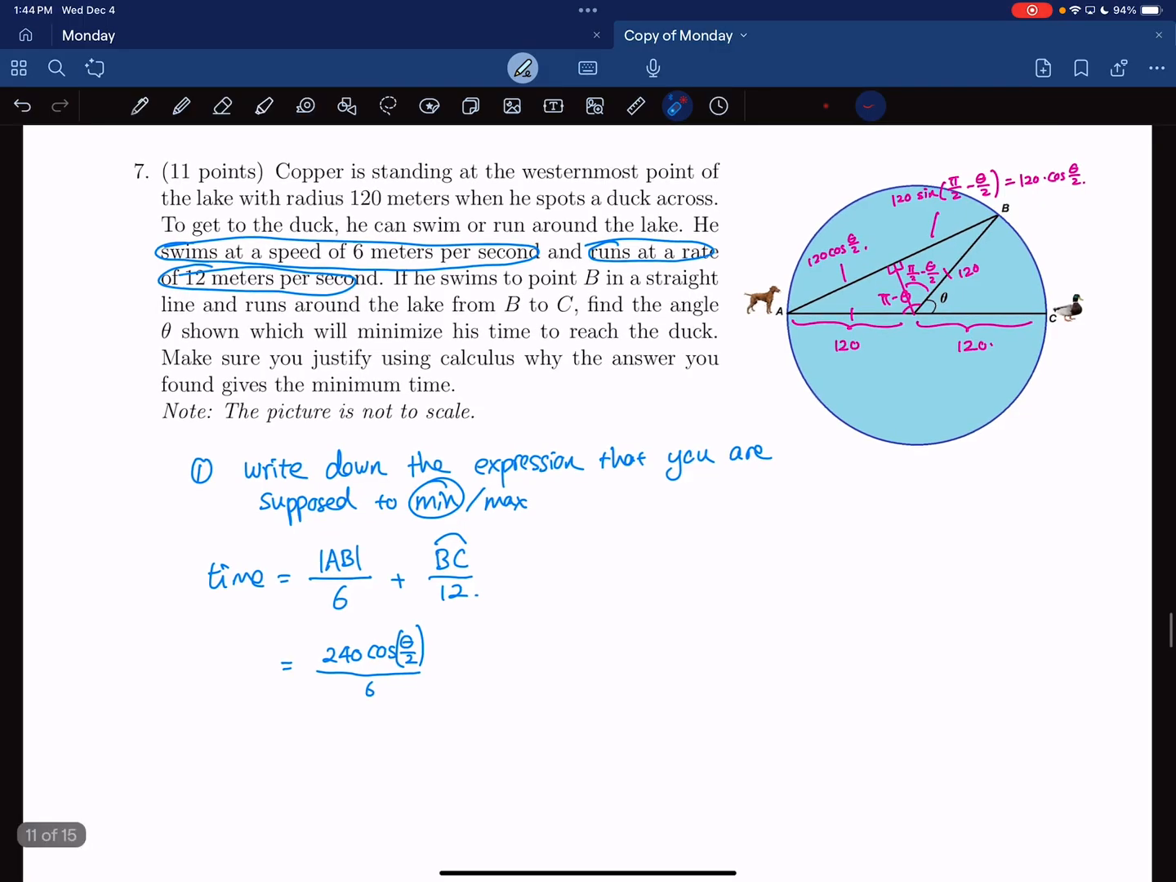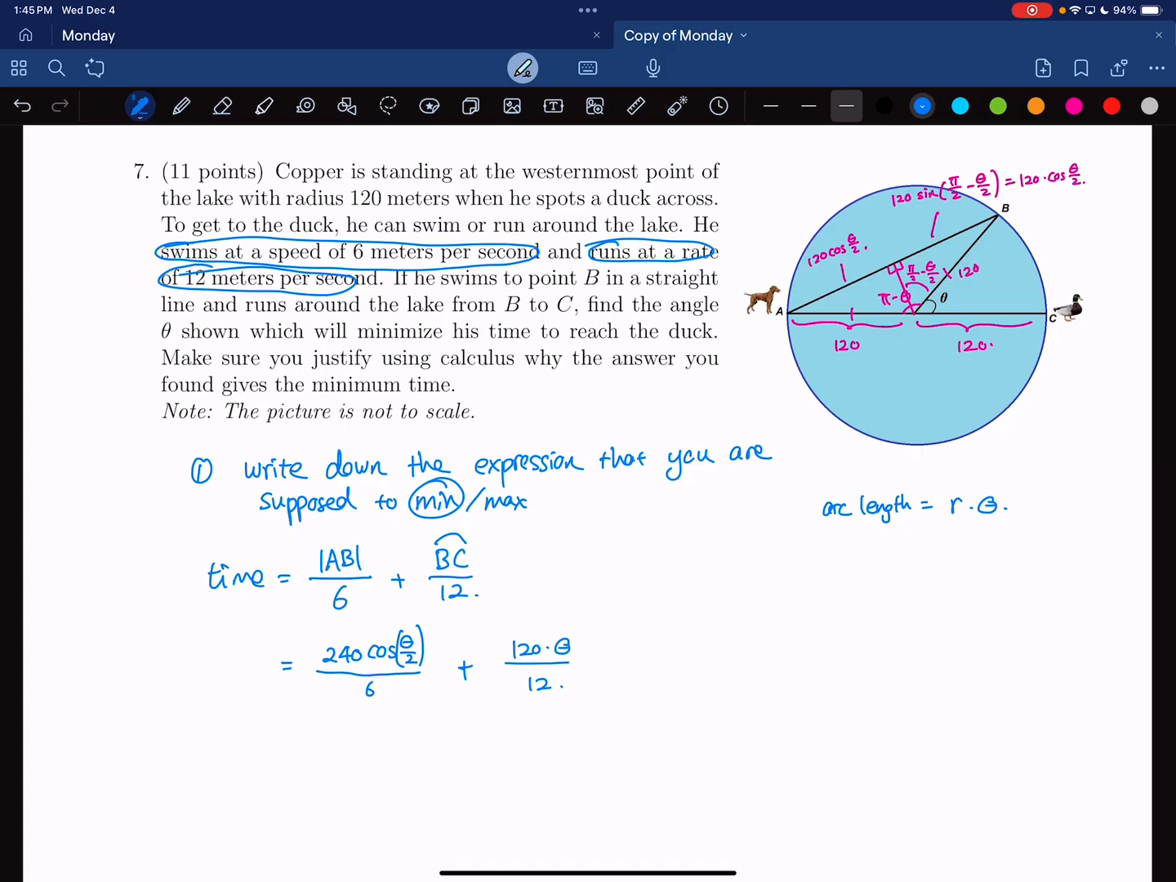Okay, very good. Now let's figure out what BC is. BC is easy. There is actually a direct formula to figure out what BC is. This is the arc length, and there's a very nice formula telling you that the arc length is equal to the radius r times the angle theta. So in this case, BC is going to be the radius, which is 120, times theta. And I divide that by 12.